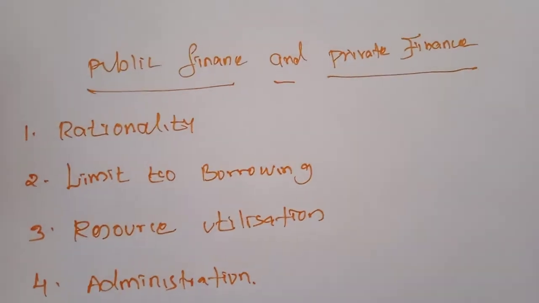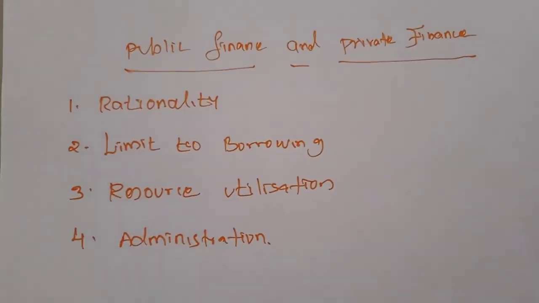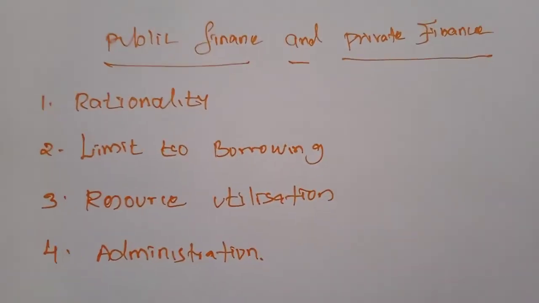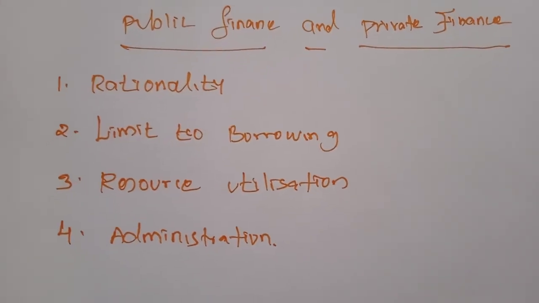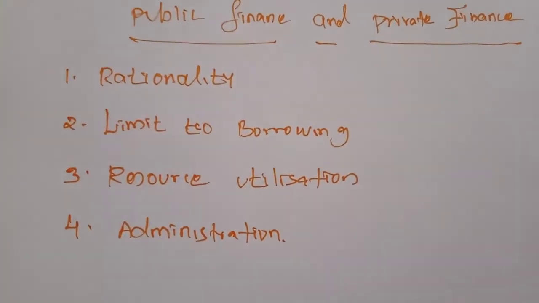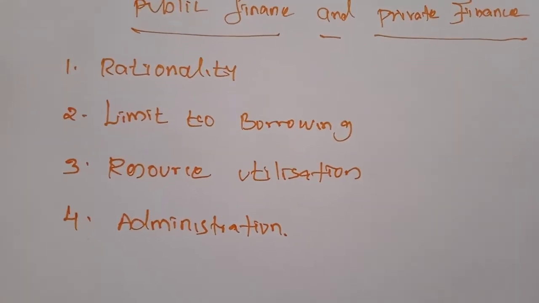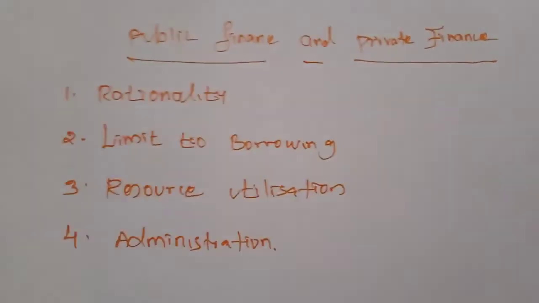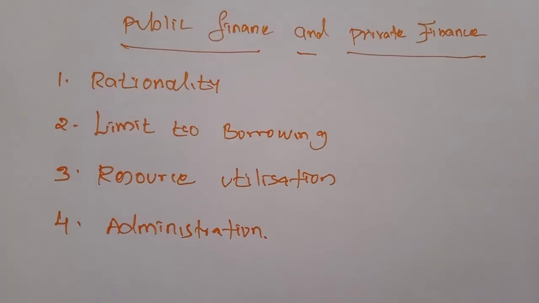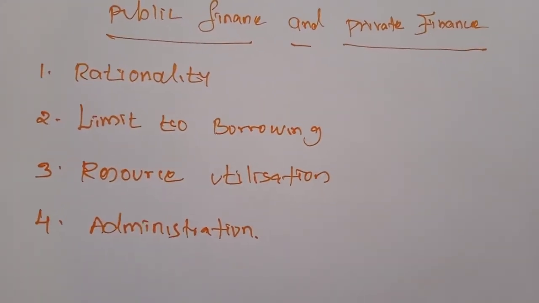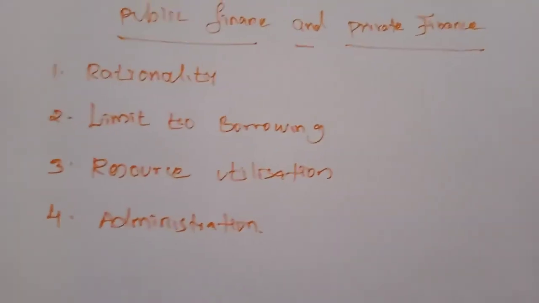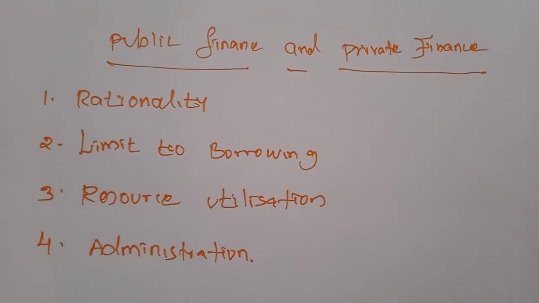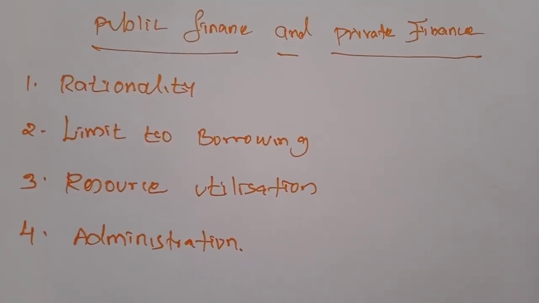What are the similarities between public finance and private finance? We can explain it under four headings. First one, rationality. Both public finance and private finance are based on rationality. Maximization of welfare and least cost factor combinations underlie both. So even the government and private organizations think rationally. Both organizations make more effort at minimizing the cost and providing the maximization of welfare.